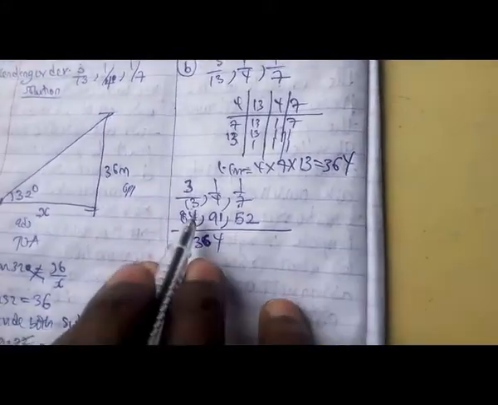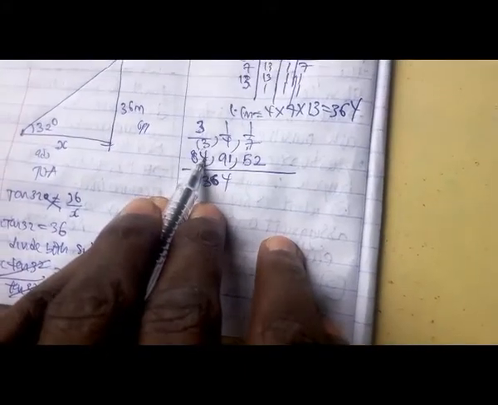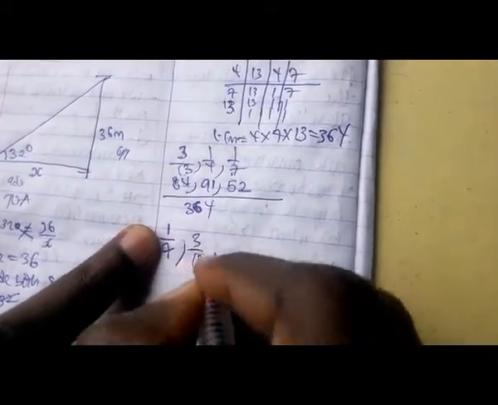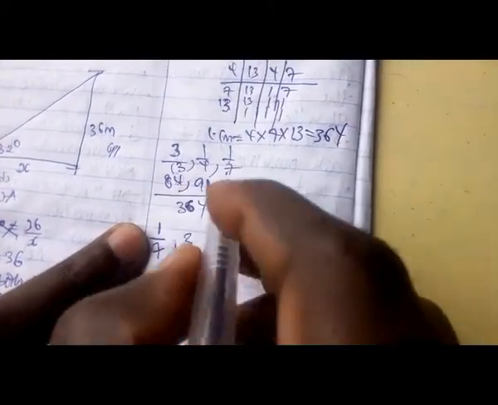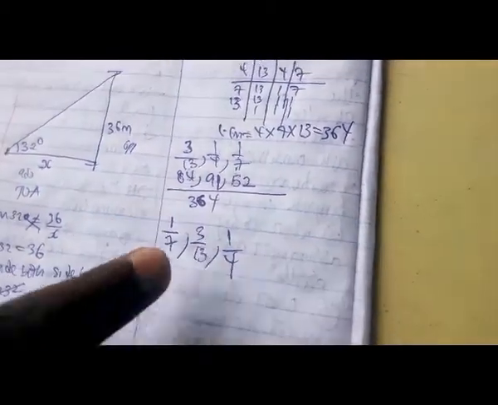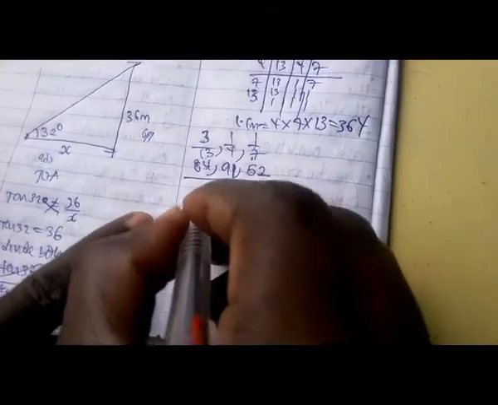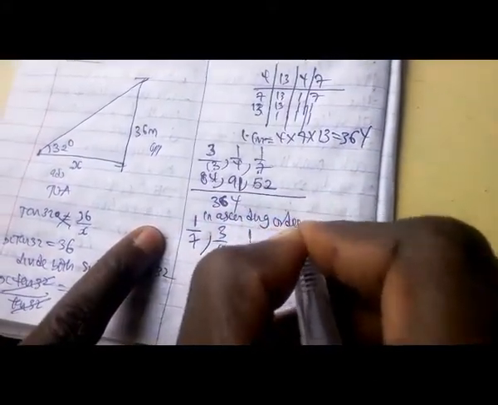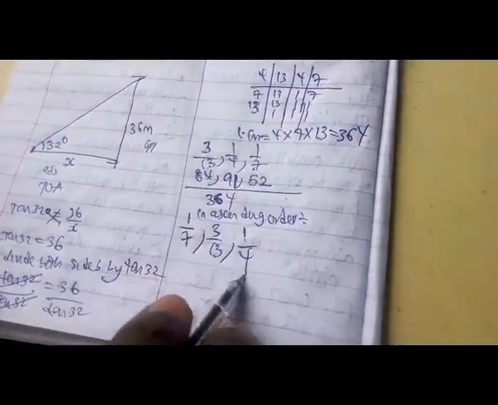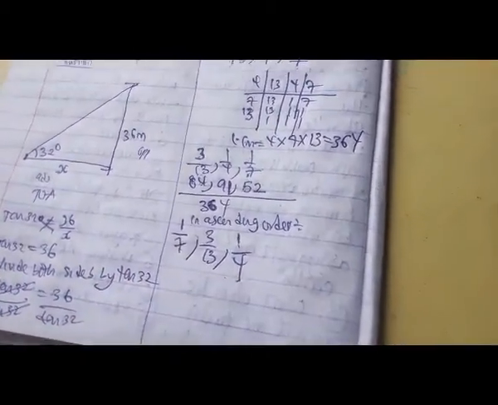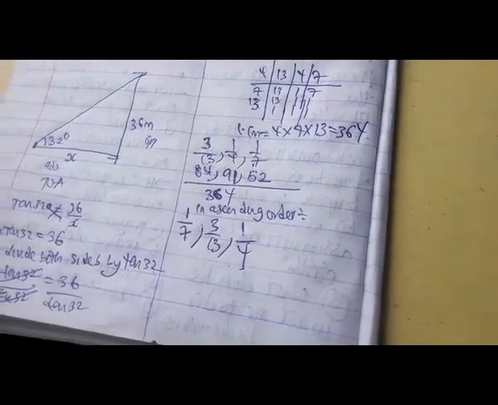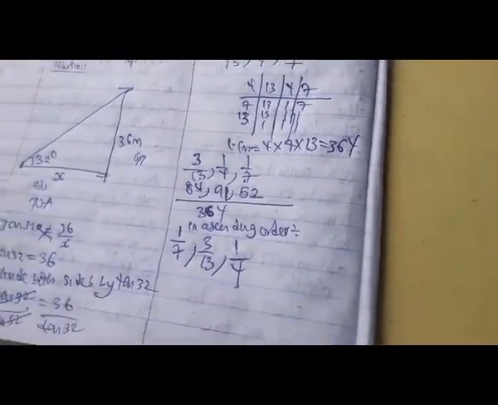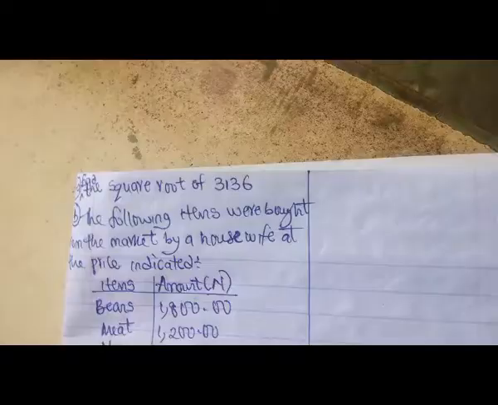The next one is 84, the next number after 52. Who owns 84? That's 3 over 13. And the highest number here is 91, and 91 belongs to 1 over 4. So this is now arranged in ascending order: this is the smallest number and this is the biggest number. 1 over 7, 3 over 13, and 1 over 4. So this is the end of question 3. Let's go to question 4.